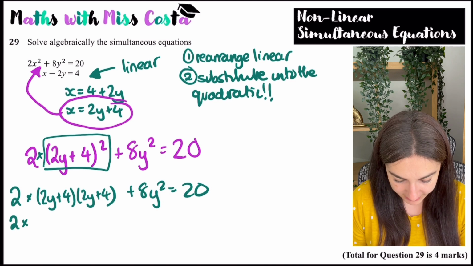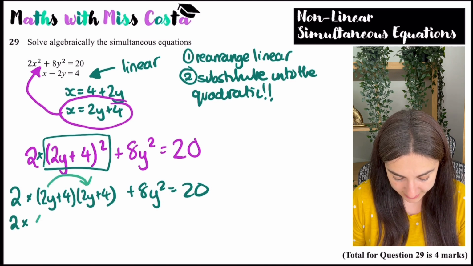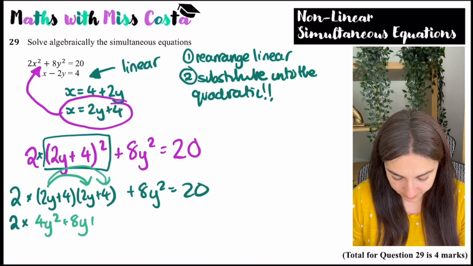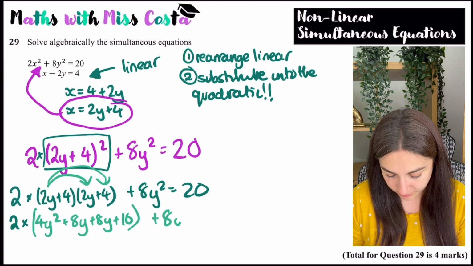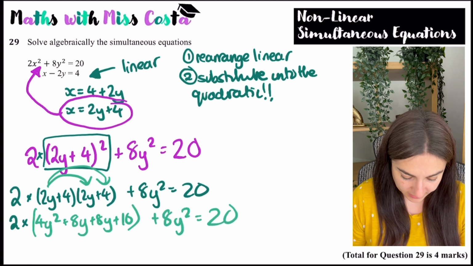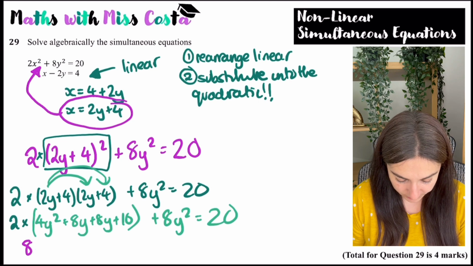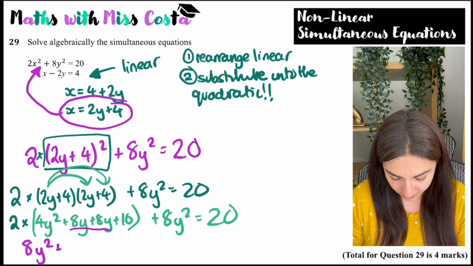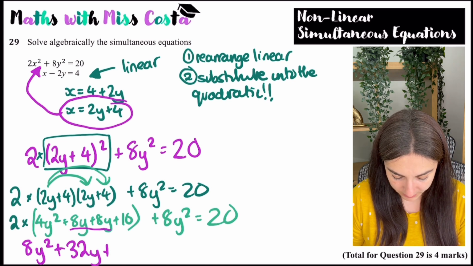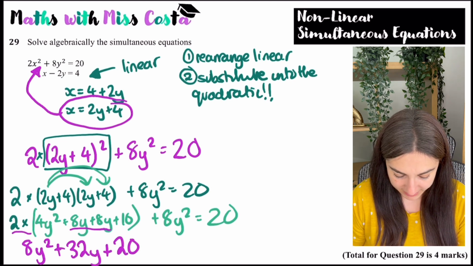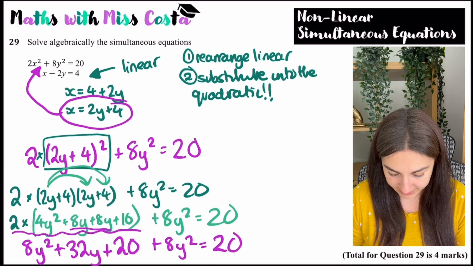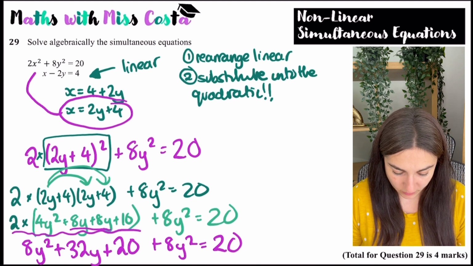So 2y times 2y is 4y squared. 2y times 4 is 8y, plus 16. All of this is being multiplied by 2, so let's just double it. That would be 8y squared, plus 16y becomes 32y, plus 32. Okay, so I've expanded this. Then I add on 8y squared and it equals 20. We're going to need a little bit more space here.